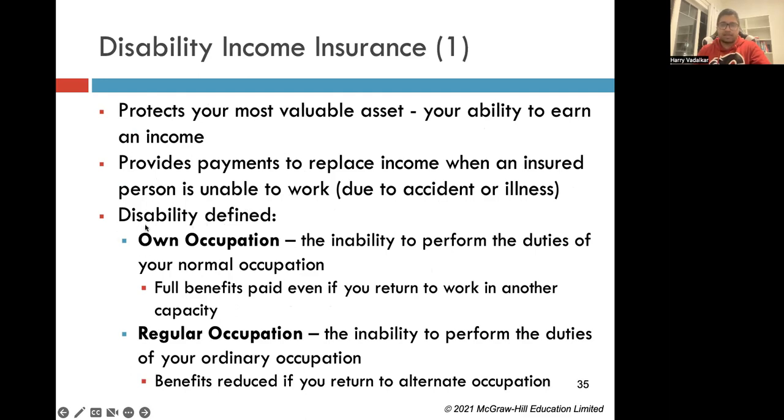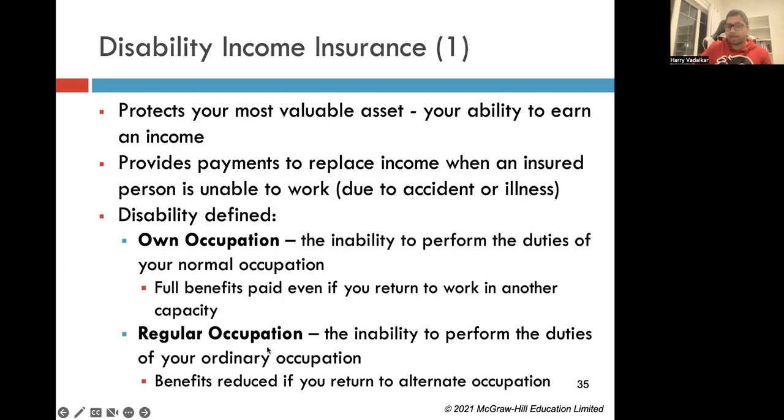What is disability? Disability is defined as own occupation. That is, if you're not able to perform the duties of your normal occupation, full benefits are paid even if you return to work in another capacity. So if you have a disability policy that is own occupation oriented, it will keep on paying you benefits even if you return to work but not in the same profession. So if you start working part-time in some grocery shop, for example, but you are not able to do the construction work that you used to do earlier, then it will still pay you benefits.